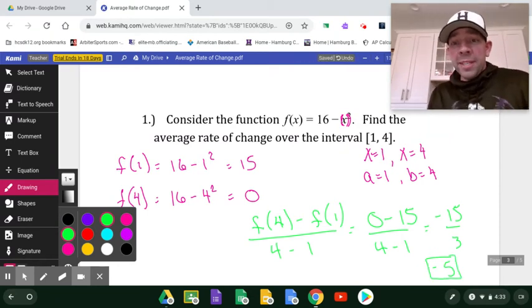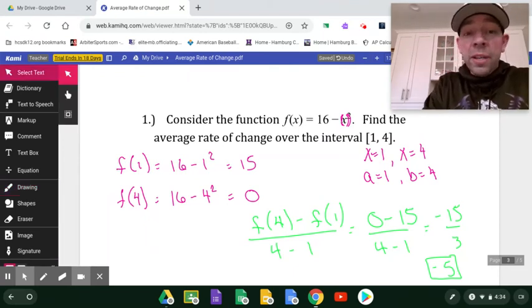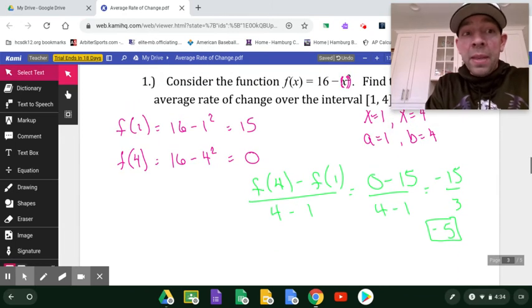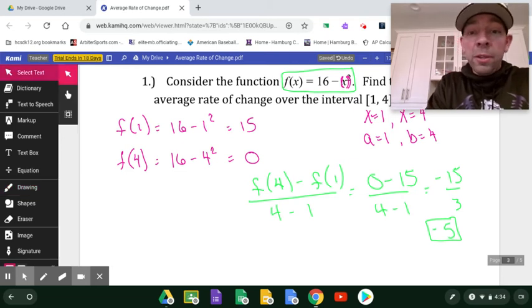Now you may be wondering, is that a reasonable answer? Is it okay for my answer to be negative? Well, let's see if we can convince you from a graphical perspective. I'm going to graph this function right here, and I'm going to show you what that graph would look like.